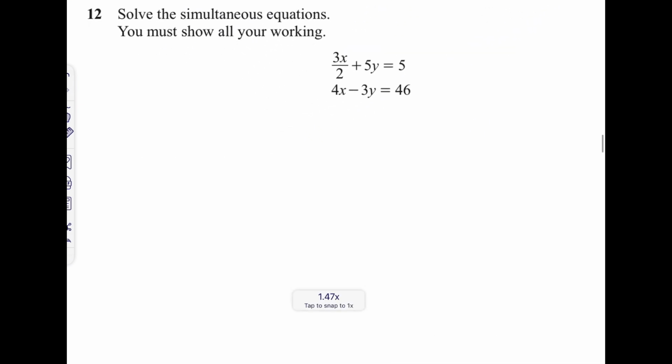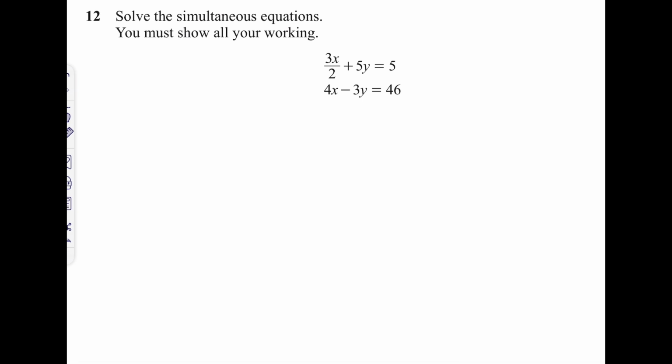Now the next part says solve the simultaneous equations. You must show all of your working. Now to solve any simultaneous equations, at least one of the variables needs to have the same power. I can't probably do it with the fraction, so let me try to make this 5y and 3y both into 15y. In order to make this 5y into 15y, I multiply everything by 3.